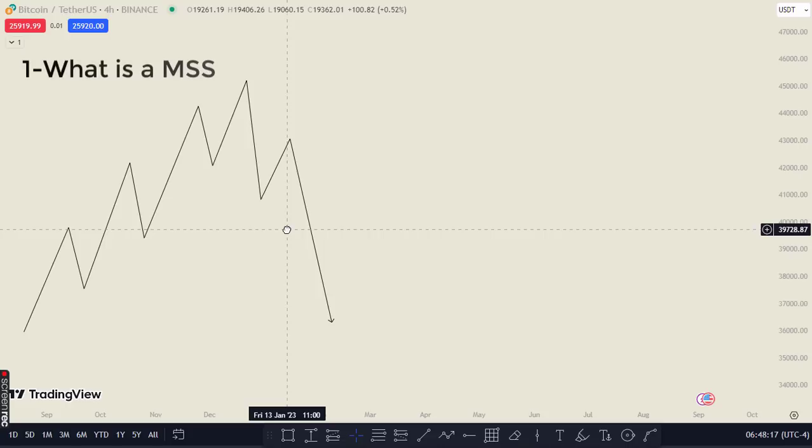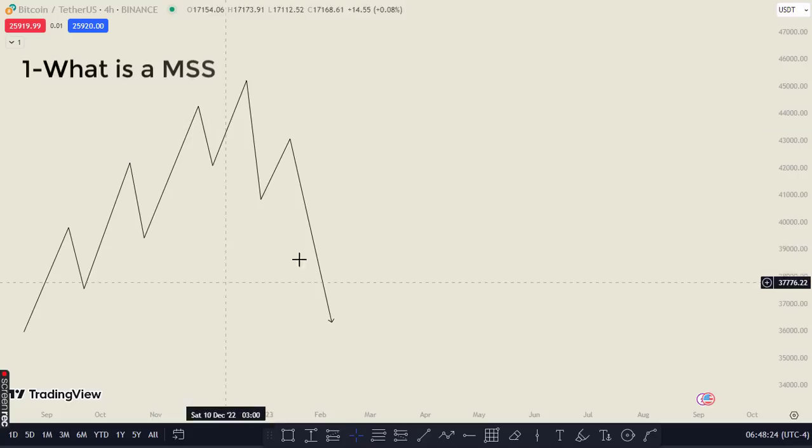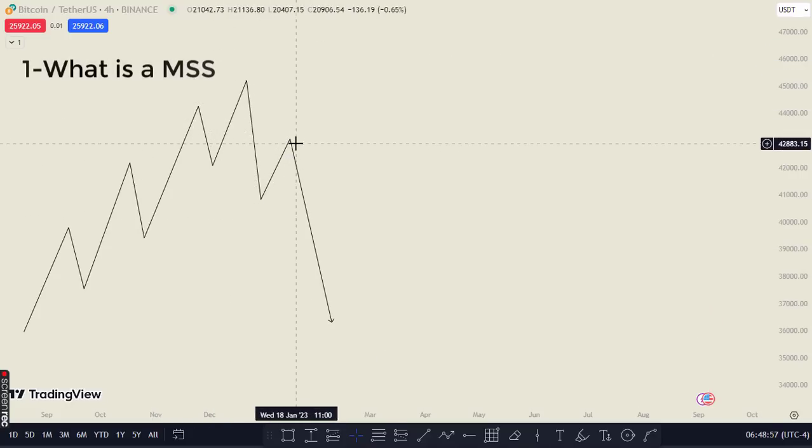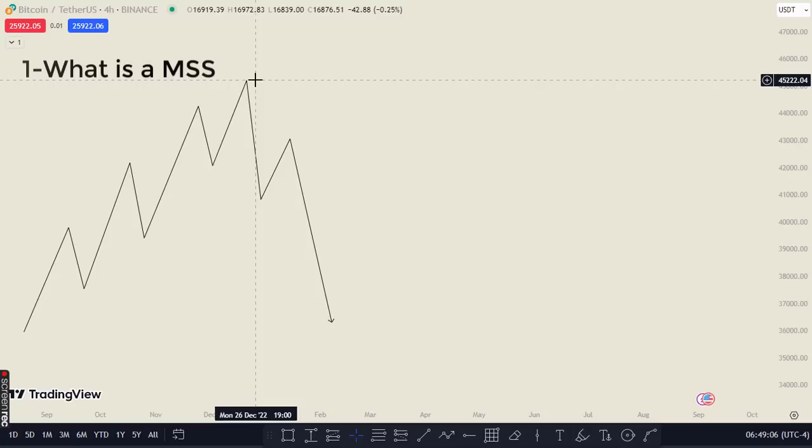And now let's move on to the 5 confluences that will make this market structure shift a high probability setup. So when price reaches this area right here, you know that there is a high probability of continuing lower and not just violating this swing right here and hitting your stop loss. And now let's start with the first confluence with the live chart example.